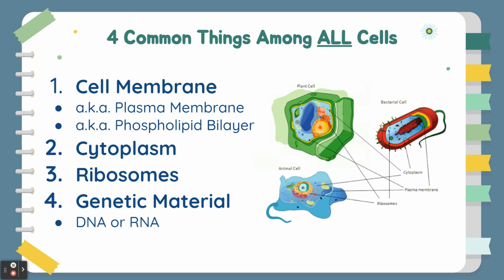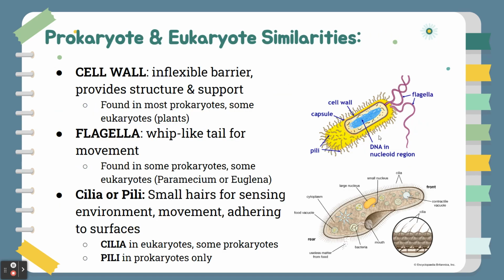Ribosomes are tiny structures where proteins are assembled. All cells have ribosomes. And genetic material, whether it's DNA or RNA, is going to contain the cell's instructions for growth, development, and function. And as all cells are living, and growth is a characteristic of life, all cells have genetic material.